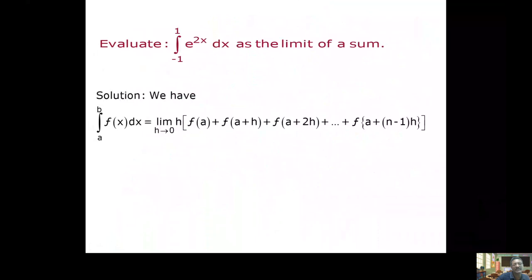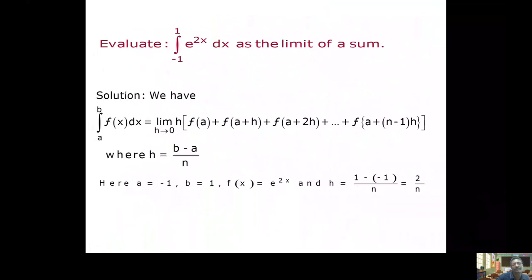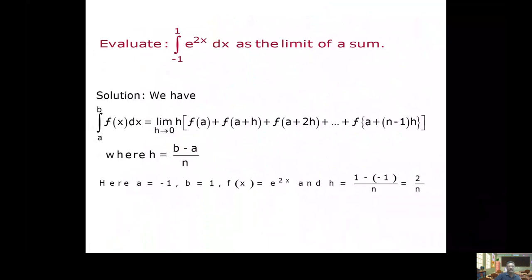Evaluate the integral from minus 1 to plus 1 of e raised to 2x dx. So integral a to b f of x dx is equal to limit h tends to 0, h into f of a plus, this is the formula, f of a plus h plus etc. f of a plus n minus 1 into h. Here a is equal to minus 1, b is equal to plus 1, f of x is equal to e raised to 2x, h is equal to 1 minus minus 1 by n, that is 2 by n.